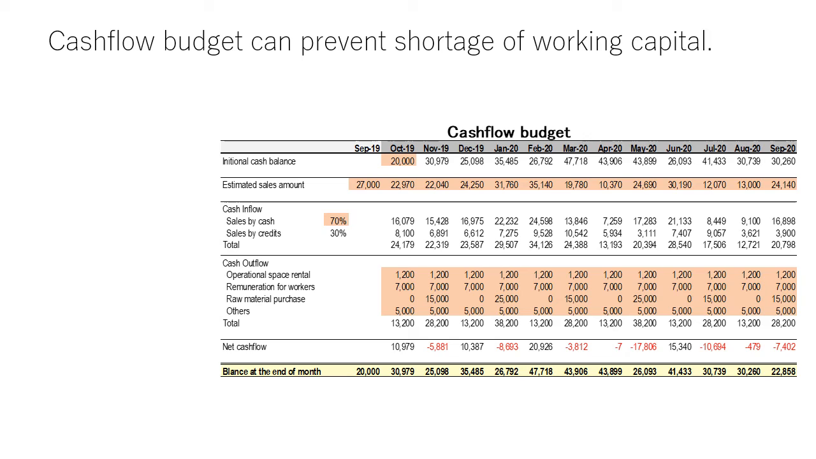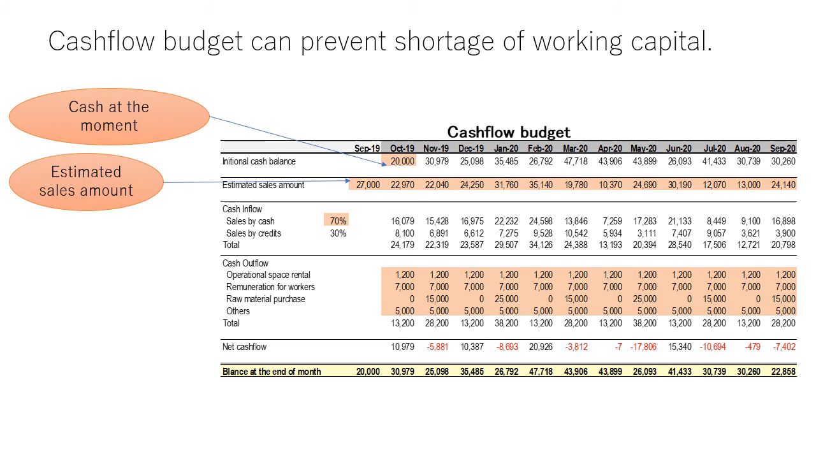One of the consulting tool sheets is the cash flow budget. It is important to point out that elaborating a cash flow budget is useful to prevent working capital shortage. This sheet presents an example of such practice. In this sheet, only the part shaded in red should be filled in, and the other part will be calculated automatically. First, cash at this moment should be presented here. Second, estimated sales amount can be reported in this line.